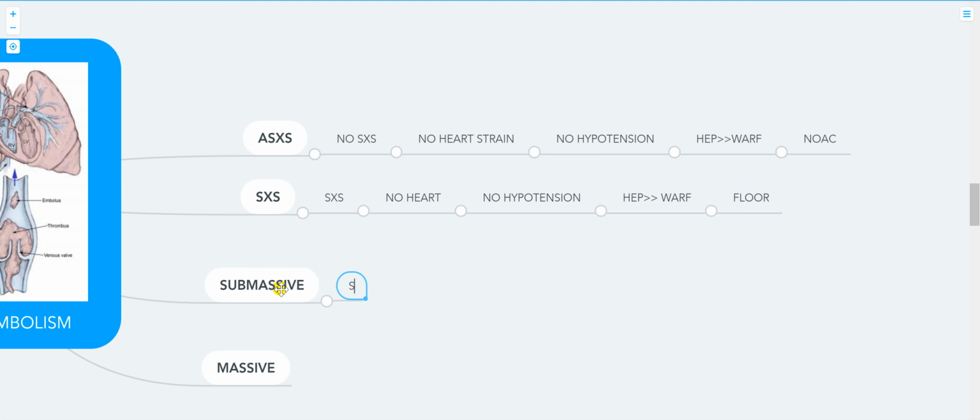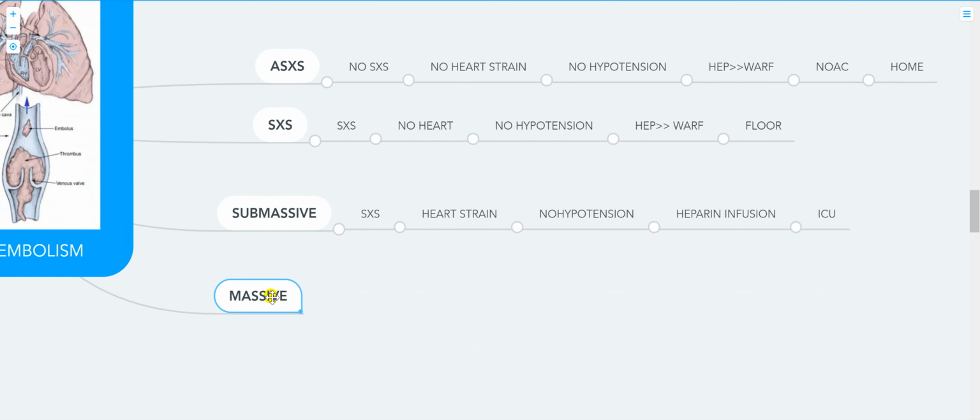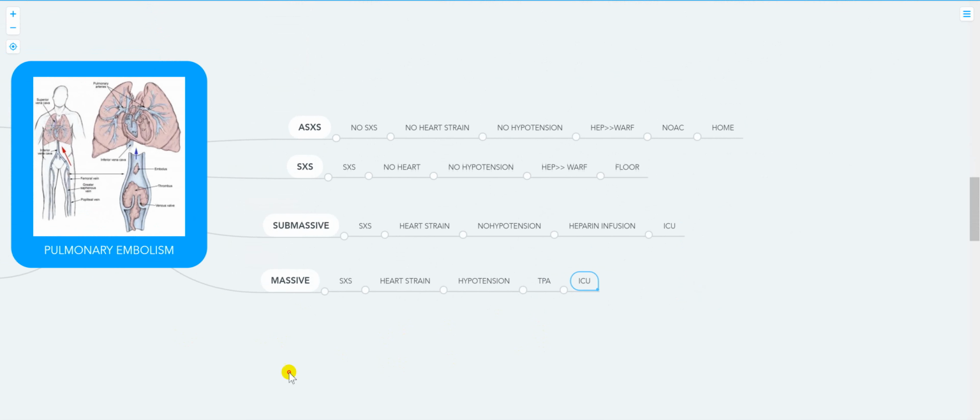If it's submassive, usually they have symptoms, there's heart strain, but no hypotension. Usually heparin infusion is how they treat it, and they usually stay in the ICU. This one goes home. If it's massive, which means there are symptoms, heart strain, and hypotension, usually we start giving them TPA and we put them in the ICU too, or you can do an embolectomy, okay? So that's basically the management of pulmonary embolism.